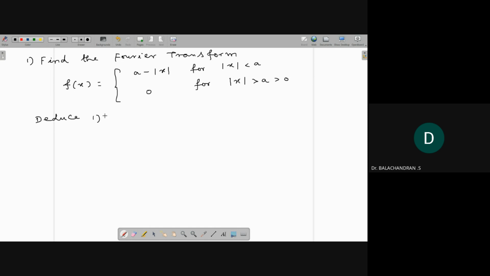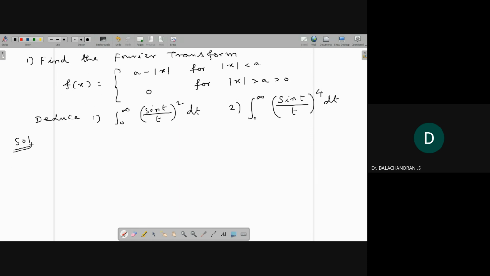First one, integral 0 to infinity (sin t by t) whole square dt. Second deduction, integral 0 to infinity (sin t by t) whole power 4 dt. Okay, so first we'll try to find the Fourier transform of f of x.